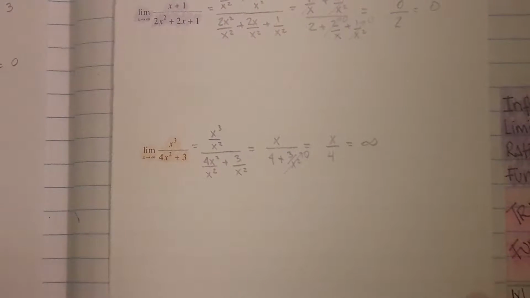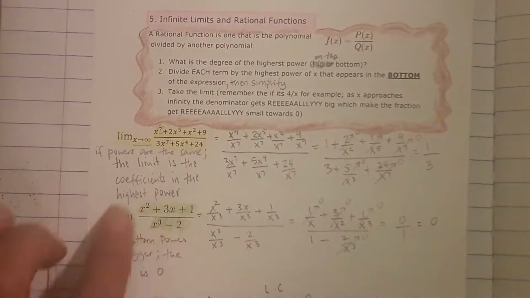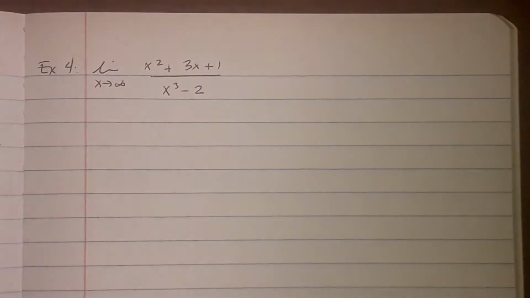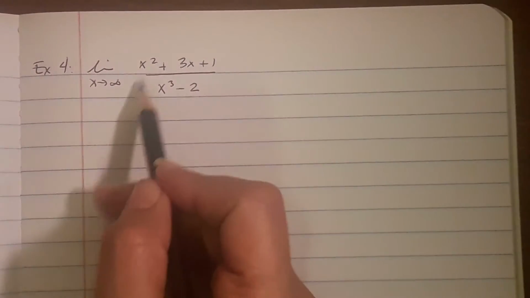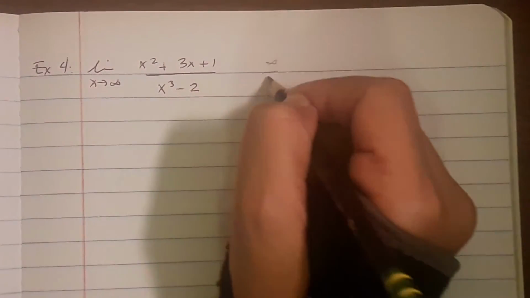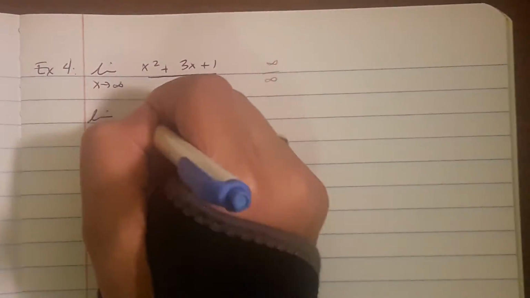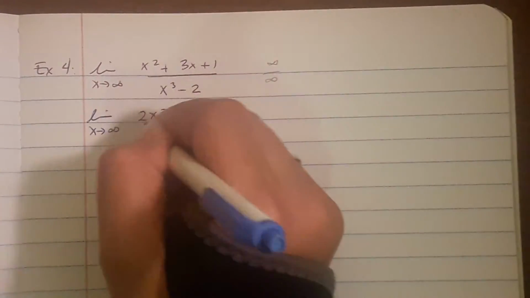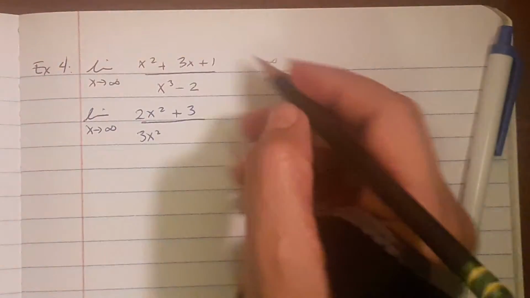Alright, let's do another example. So this one is infinite limits and rational functions. The limit as x goes to infinity of x squared plus 3x plus 1 over x cubed minus 2. Again, make sure it's indeterminate. Again, this is going to be an infinity over infinity. So now you take the derivative of the top and the derivative of the bottom. So the limit as x goes to infinity of 2x plus 3 over 3x squared. That's still infinity over infinity.